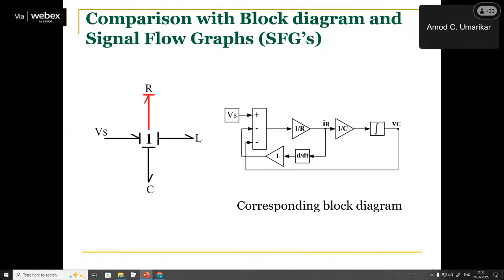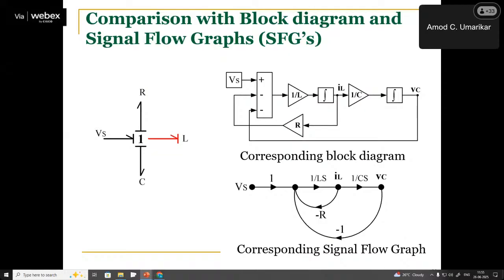Okay, I'll give you an example. For this causal assignment, the first one, what are the equations? Both are integral equations because we have assigned integral causality to both. So in the block diagram it reflects. Yes or no? Yes, sir. So that is the corresponding signal flow graph.